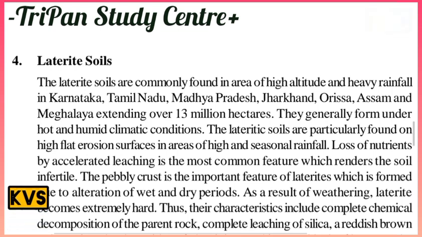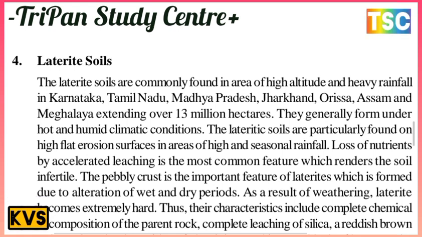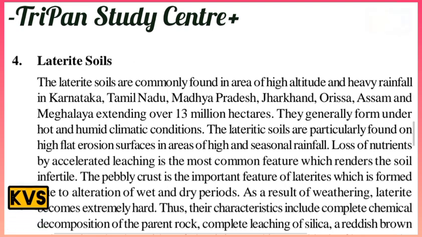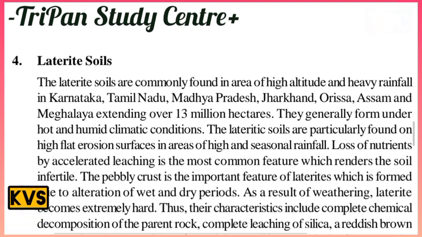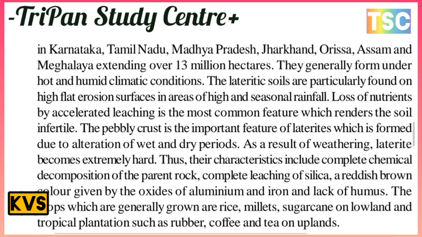The laterite soils are particularly found on the high flat erosional surfaces in areas of high and seasonal rainfall. Loss of nutrients by accelerated leaching is the most common feature, which renders the soil infertile. The pedal crust is an important feature of laterites, which is formed due to alternations of wet and dry periods. As a result of weathering, laterites become extremely hard. Their characteristics include complete chemical decomposition of the parent rock and complete leaching of the silica. The reddish brown color is given by the oxidation of aluminium and iron, and there is a lack of humus.